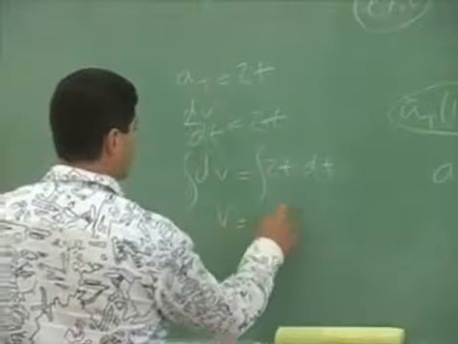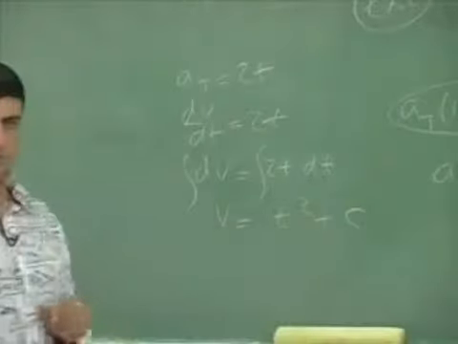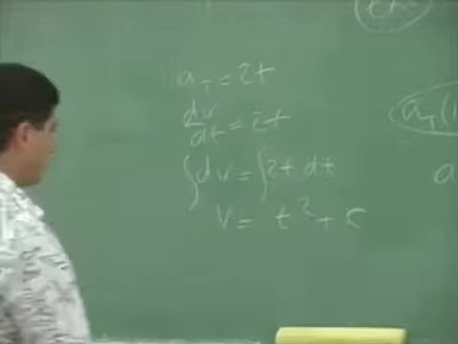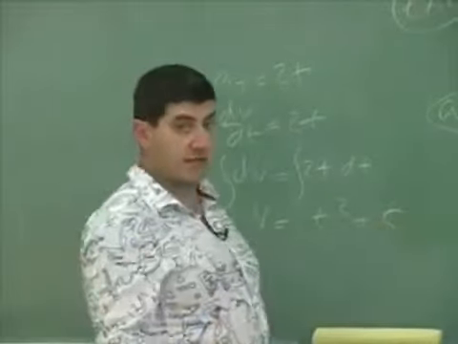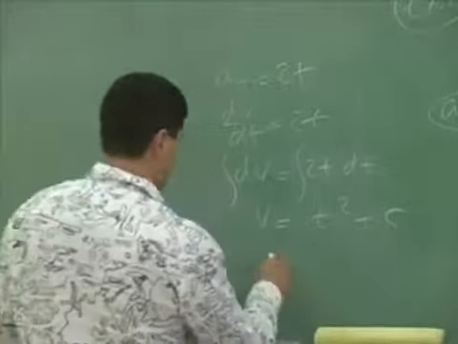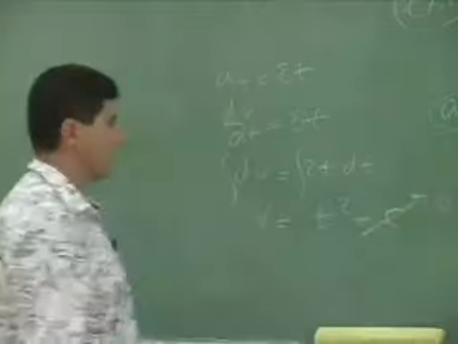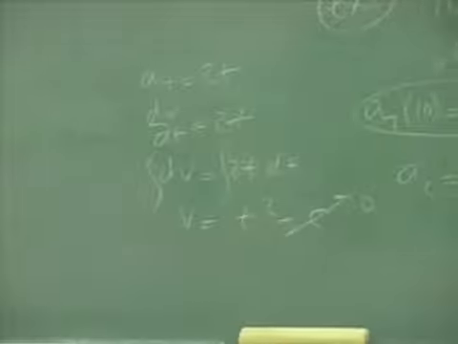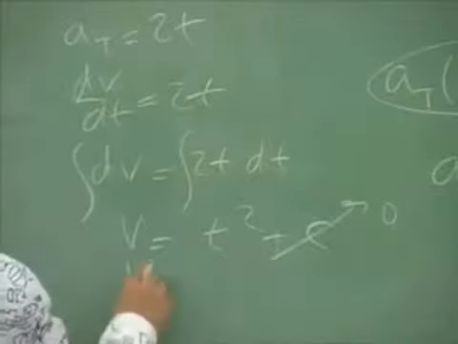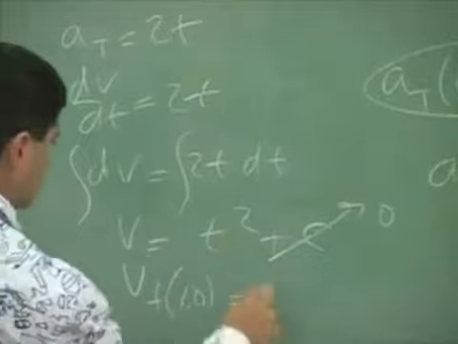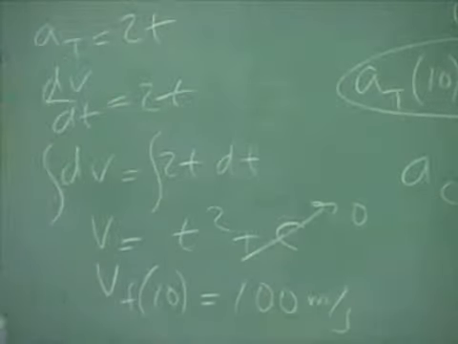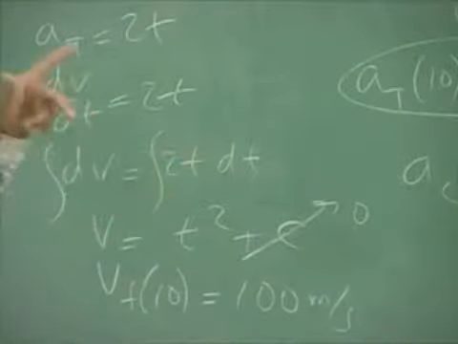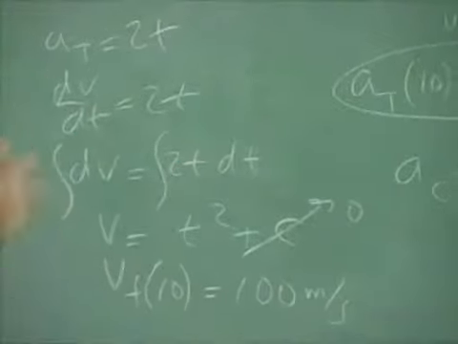We have V is equal to T squared plus a constant. Okay? And now what's the constant equal to? The constant is whatever the initial velocity of the object was. So in this case, it's 0. Now find the final velocity in 10 seconds. 100 meters per second. It's not 200. Doing that way, you got 200. With this way, it's 100. It's the correct way.